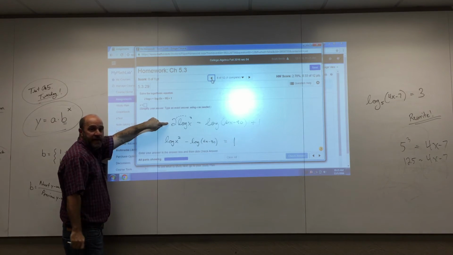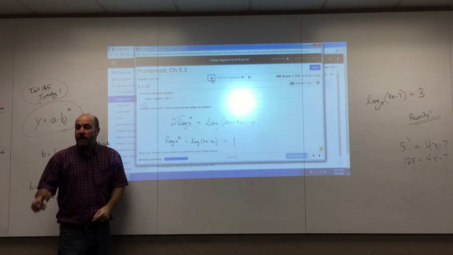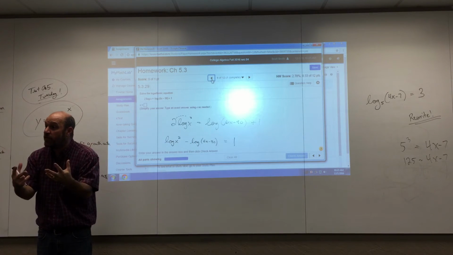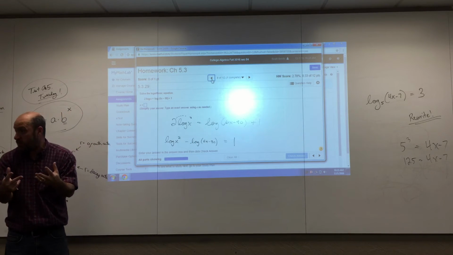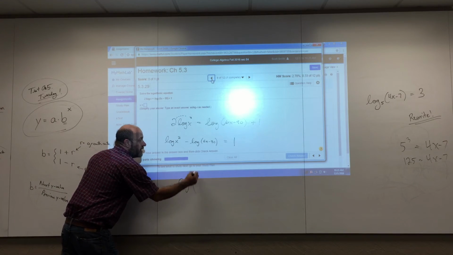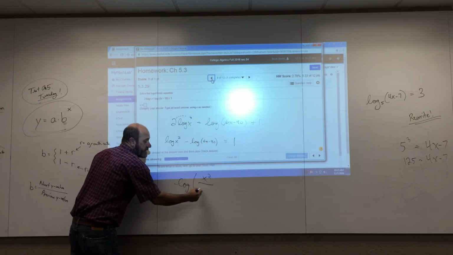You guys follow me on that? I use this property of logs and move this log over. Now I have the subtraction of 2 logs. I can write that together as the log of a division. I can write that as the log of x squared over 6x minus 90.